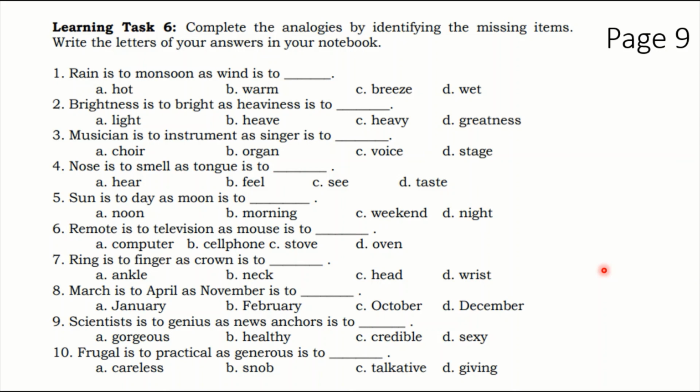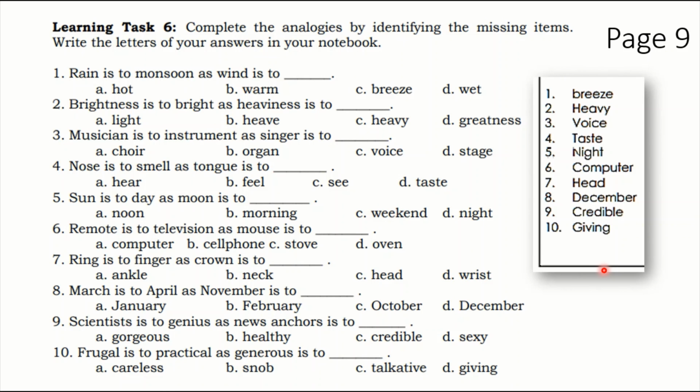Take your time. If you're done, proceed watching the video and check your answer. These are the answers found at the back of your module. The answer key found at the back of your module is not for you to cheat, but rather for you to self-check your answers after trying your best in answering every activity in your module. This way, you will be able to correct yourself or praise yourself if you got the correct answers. And if you got the wrong one, you may reanalyze the given and try to see why your answers were wrong.